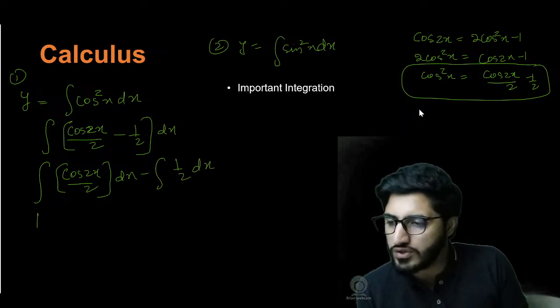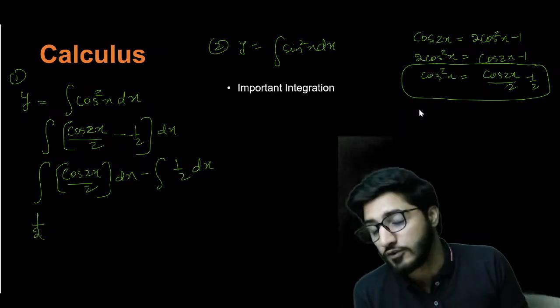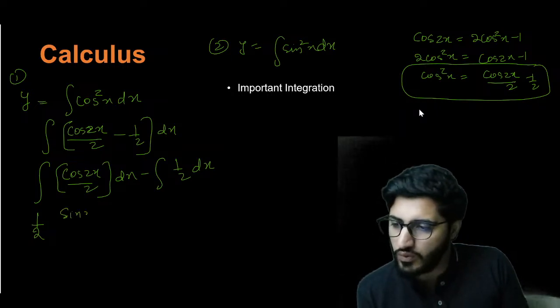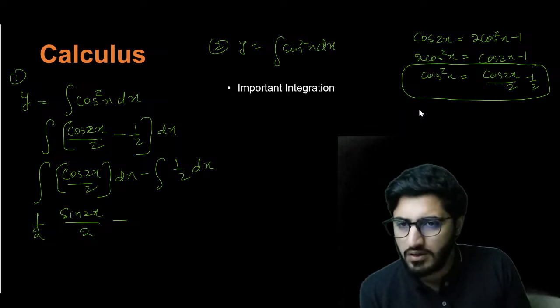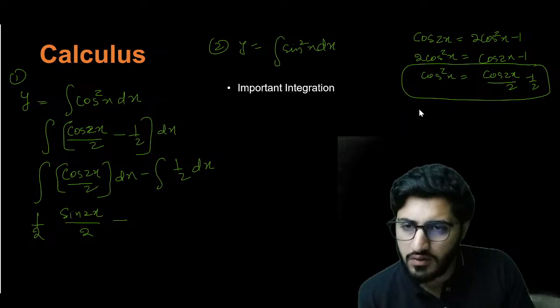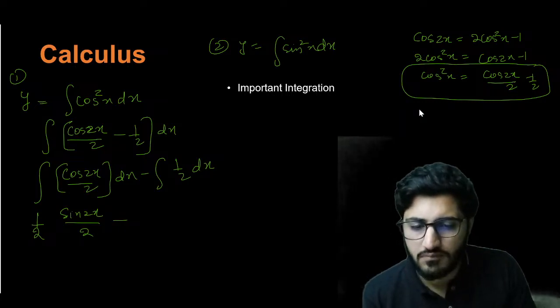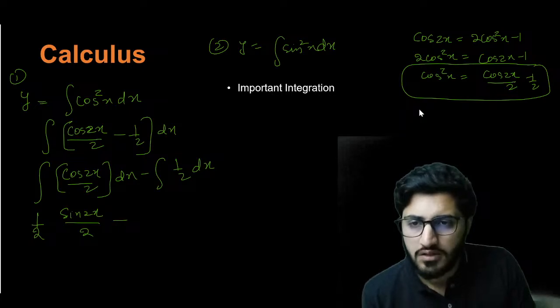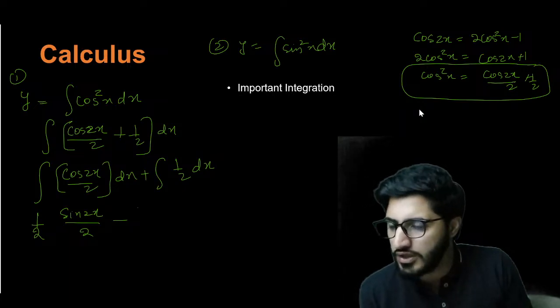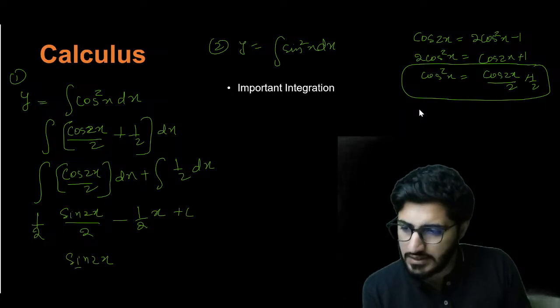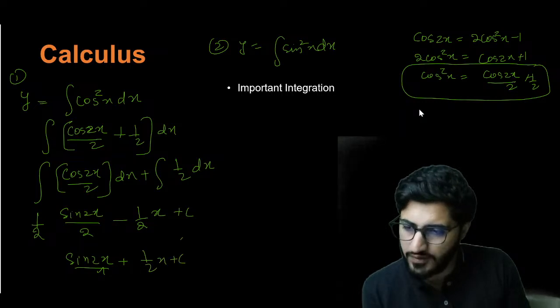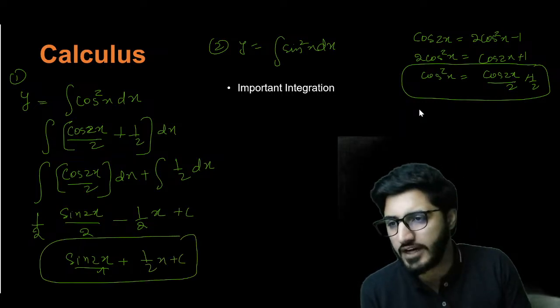So I can take 2 outside, it is a constant now. What is the integration of cos 2x? It would be sine 2x divided by 2, minus, what is the integration of minus 1 by 2? It is minus 1 by 2, right? It's plus here. Yes, it's plus. So it will become 1 by 2 into x only, plus c. So my answer is sine 2x divided by 4 plus 1 by 2 x plus c. This is my answer. Second one.